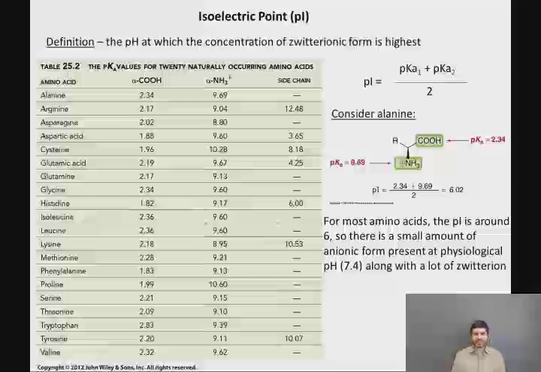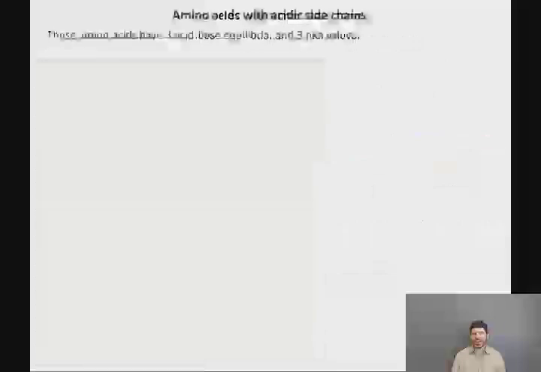So aspartic acid, glutamic acid, cysteine, and tyrosine actually have somewhat acidic side chains. Aspartic and glutamic are the ones that are appreciably acidic. The other two are very weak acids. And histidine, lysine, and arginine have basic side chains. So the pKa values listed in this side chain column have to do with the acid-base properties of the side chain. So we will consider an acidic side chain and then a basic side chain in the next 2 slides.